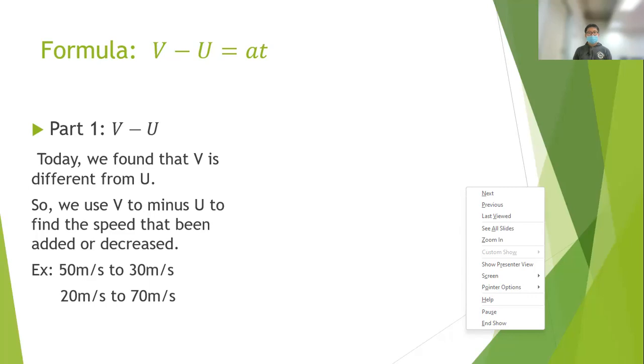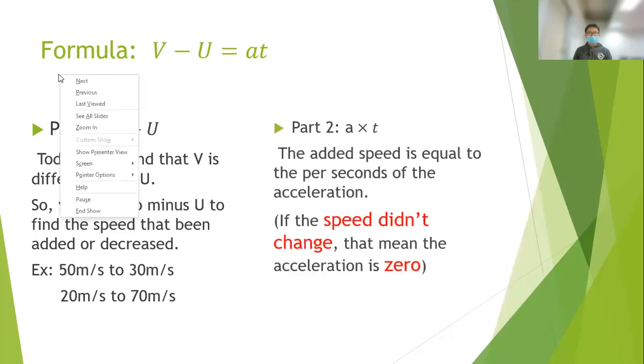This means that in part 2, you can see this is acceleration times the time. So this speed that we added or decreased is equal to the acceleration per second. So in other words, if the speed didn't change, that means the acceleration is 0. Okay? If the speed didn't change, that means the acceleration is 0.